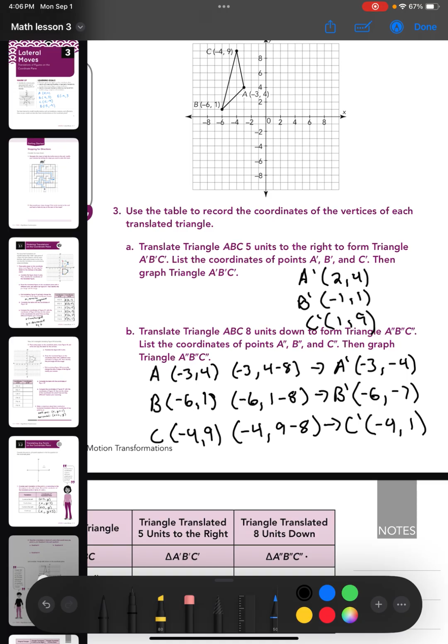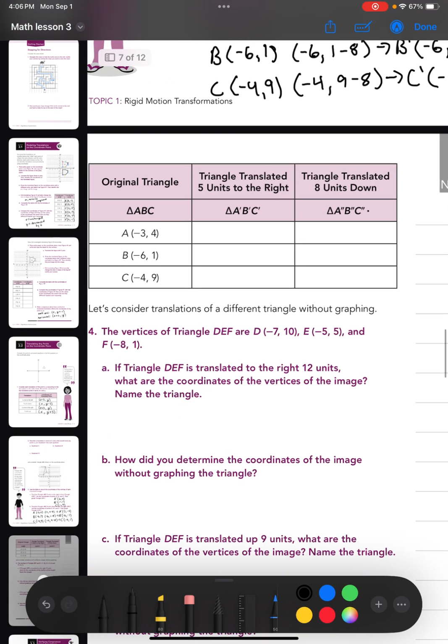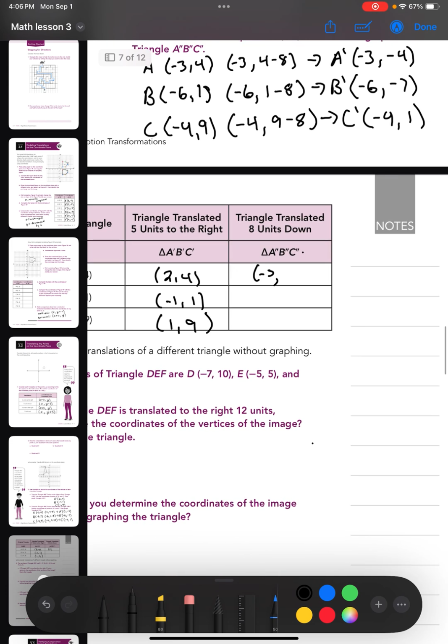All right, moving on to our next page. I just filled those in on the previous page, but we'll write them again here just to fill in our table so it corresponds to what we're looking at. So this point, 2, 4, negative 1, 1, 1, 9. And then for the one we went 8 units down, our points were negative 3, negative 4. B was at negative 6, negative 7. And C was at negative 4, 1.